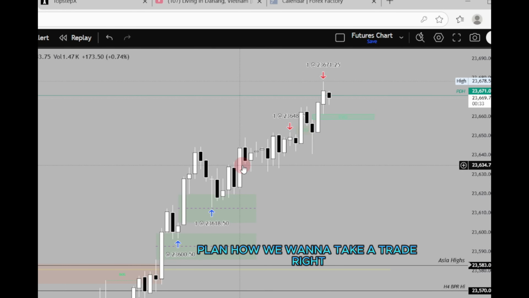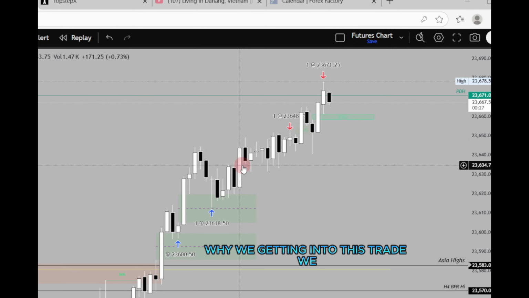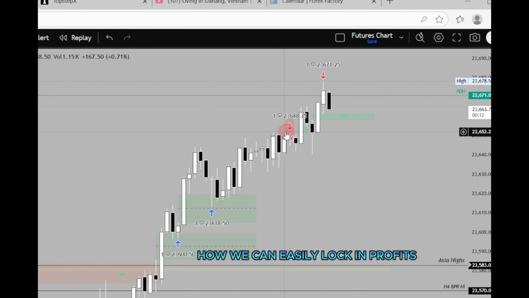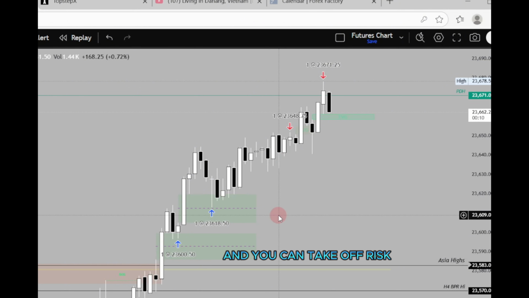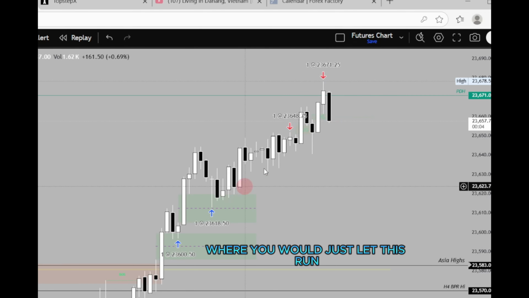We plan how we want to take a trade. We have our risk management set. We have an understanding why we're getting into a trade. We understand why we get out of this trade and where we're getting out, and we let it play, and look what happens. Now, I sold this contract just for example for y'all, to show how we can easily lock in profits and take off risk. But you would get so comfortable that you would just let this run.